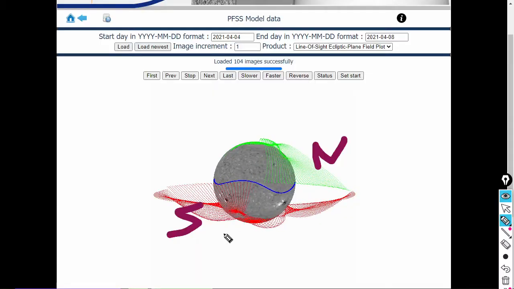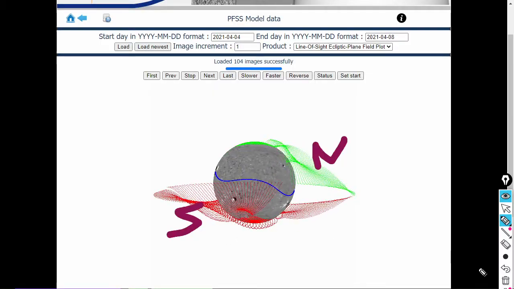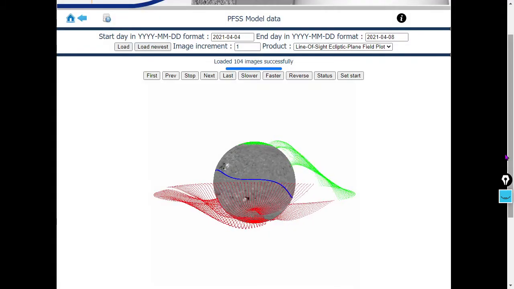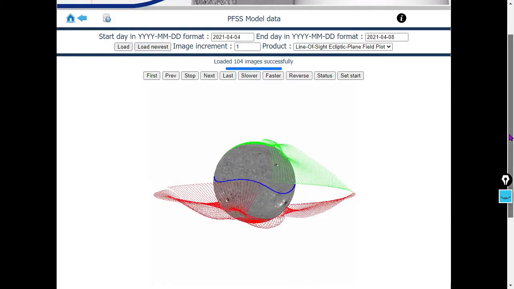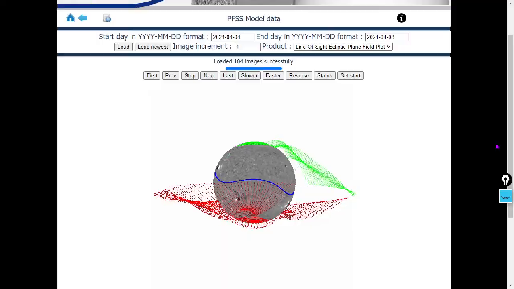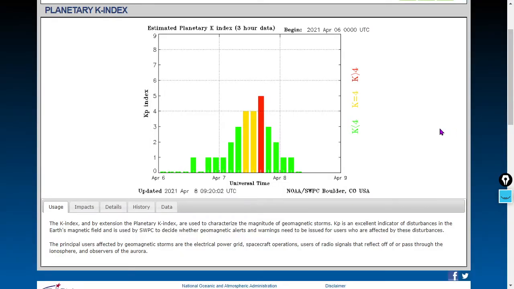And the blue line represents the extent to which one or the other is contributing to the total field detected here at Earth, otherwise known as the BT on the real-time solar wind. We'll get to that momentarily. And we did see a brief period of geomagnetic storm here, a G1 geomagnetic storm of a KP5.